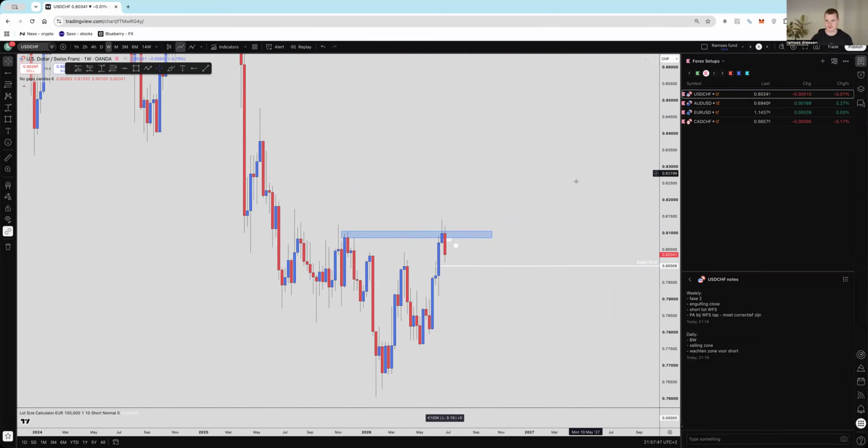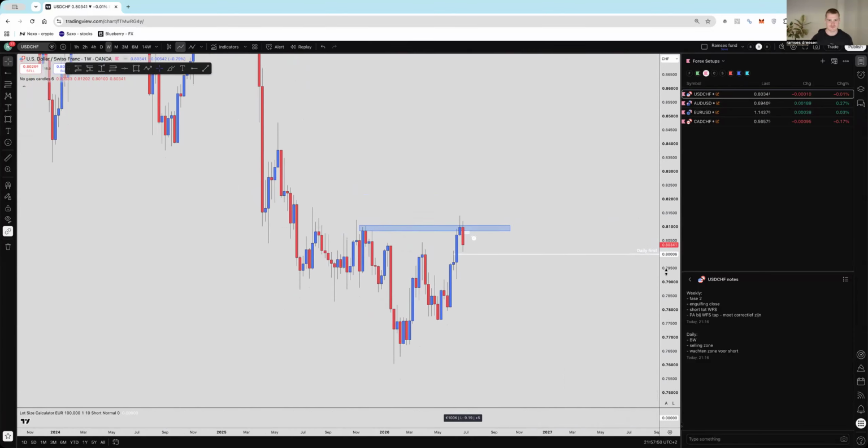This week, four pairs on the watch list. So let's get right into it. Starting off with US dollar Swiss.